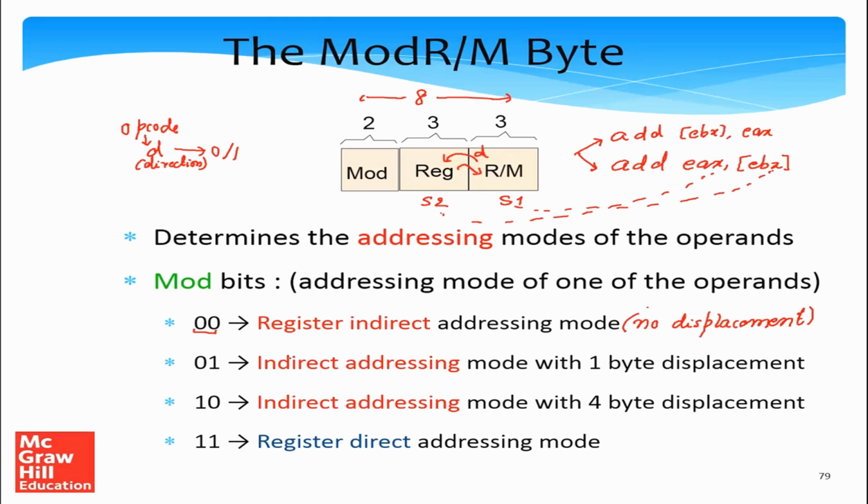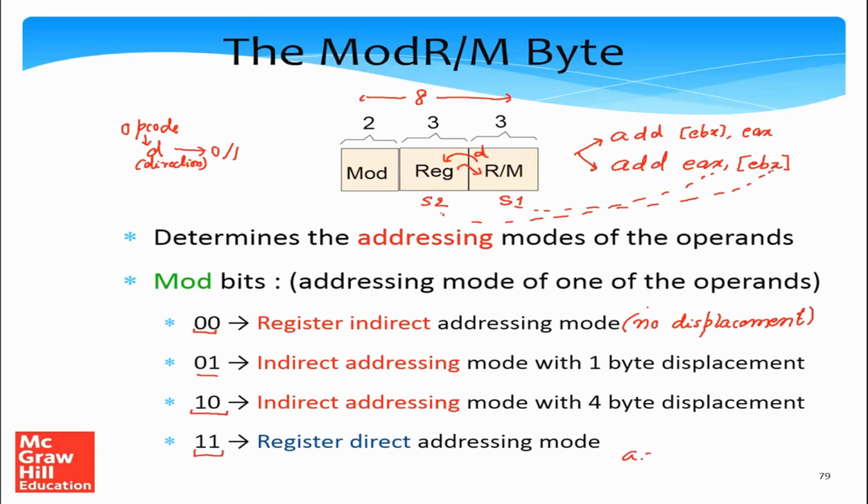Alright, so now let's consider other modes. If the mode is 0, 1, it indicates register indirect addressing with a displacement, pretty much a base offset kind of mode with a 1 byte displacement. 1, 0 indicates the same thing, memory is being accessed in R/M, but the displacement is 4 bytes. And if the mode bits are 1, 1, it means that register direct addressing mode is being used.